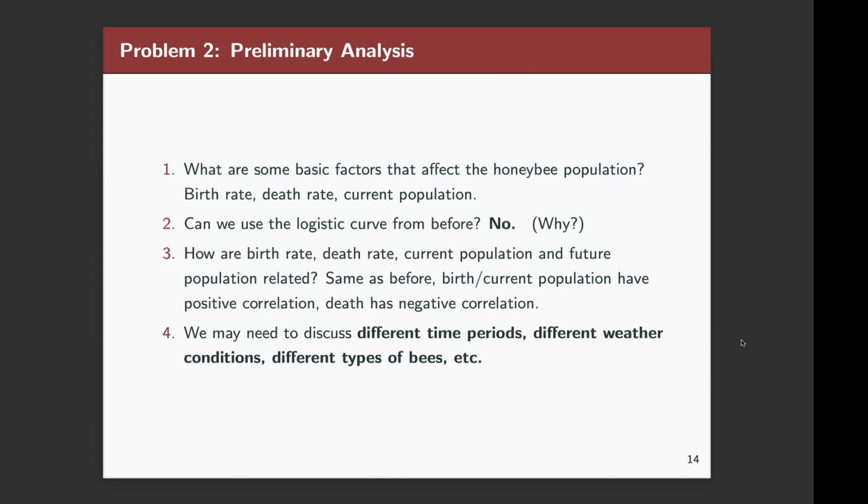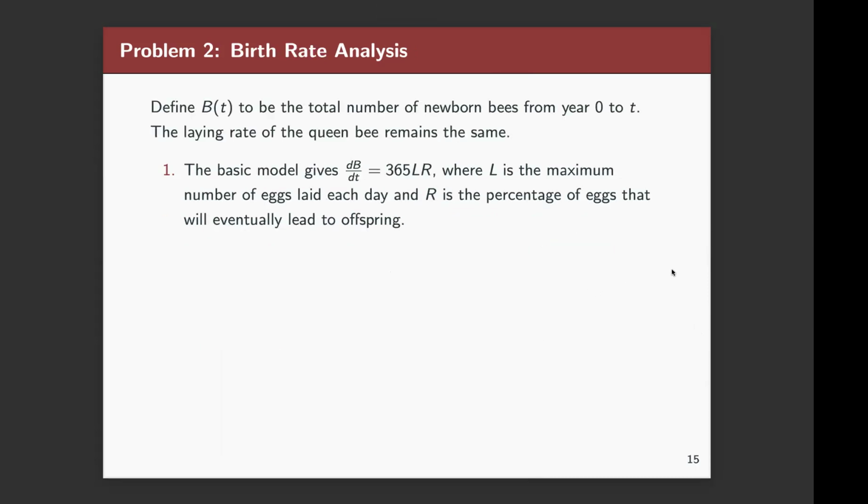Yes, we may need to consider some more complicated factors like different time periods, different weather conditions, and different types of bees. Someone said mating flights. Normal population doesn't affect the birth rate. And also, queen bees lay eggs in a specific season. Yeah, we'll see about that later on. Okay, so here, the bees' population birth rate isn't linear. Yes, that's true.